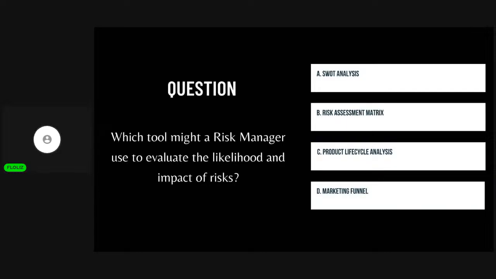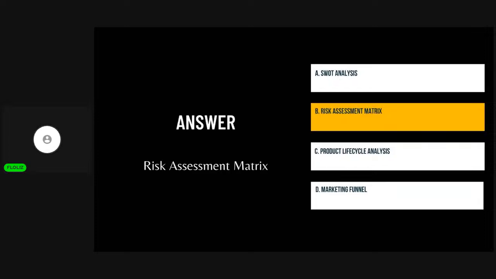So which tool might a risk manager use to evaluate the likelihood and impact of risk? We have option A, option B, option C, and option D. Okay, I'm seeing D, I'm seeing C, I'm seeing B. So let's find out. The answer is the risk assessment matrix.